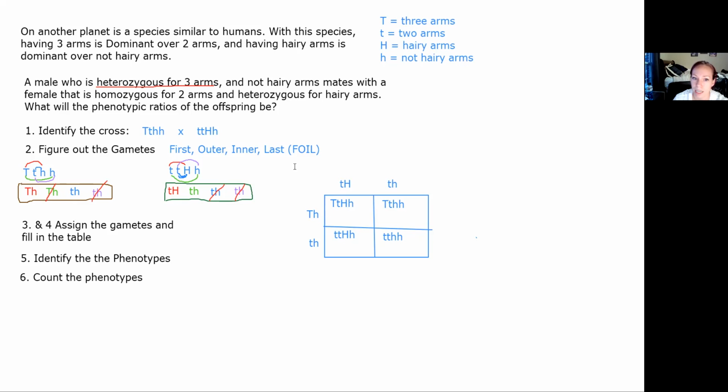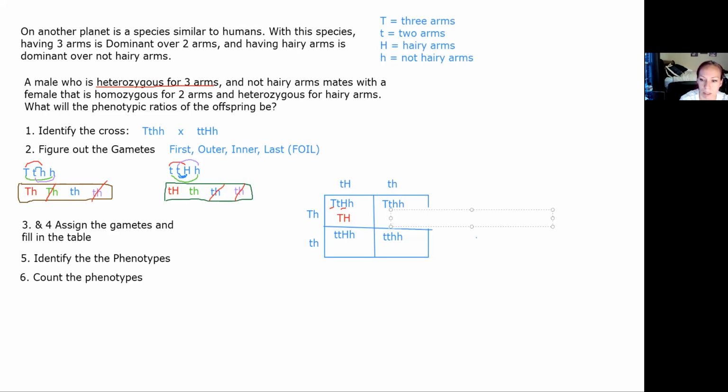All right, so looking at this box here, there is a capital T and a capital H. So remember, if it is dominant, if it is capitalized, it's the bully. You only need one bully per trait. All right, so this individual is going to be a capital T, capital H.